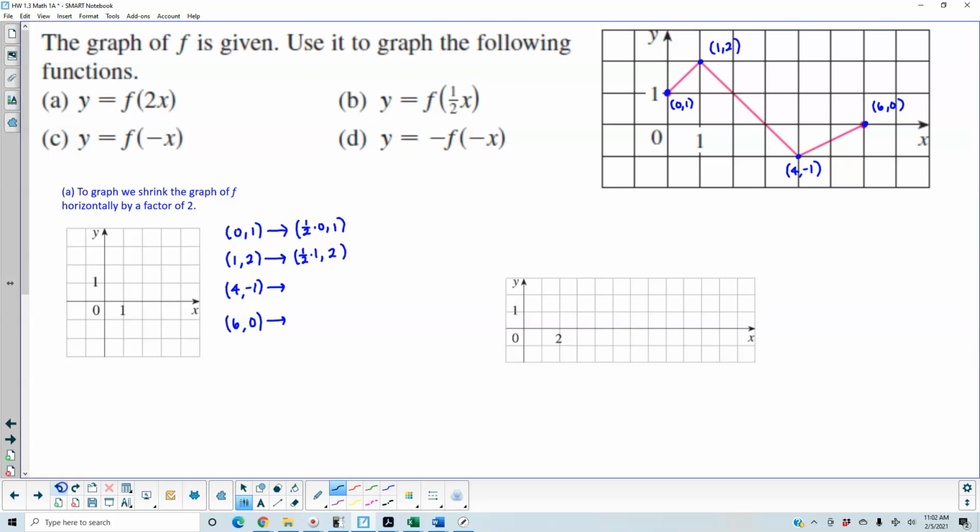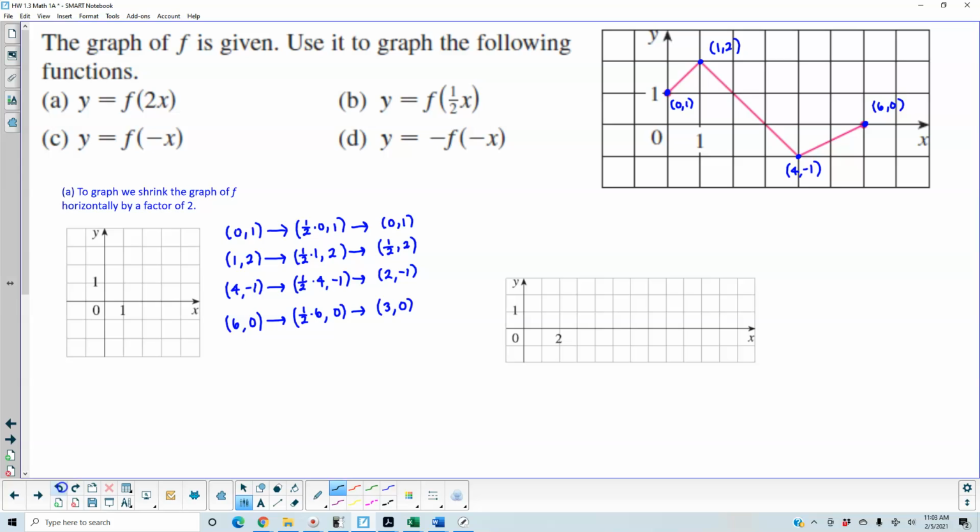The y value stays the same. Taking 1/2, multiply it by 4. The y value stays the same. And then 1/2 times 6, and then 0. So what do we end up getting for our ordered pairs? Well, we get (0, 1). We get (1/2, 2). We get (2, -1). And then we get (3, 0).